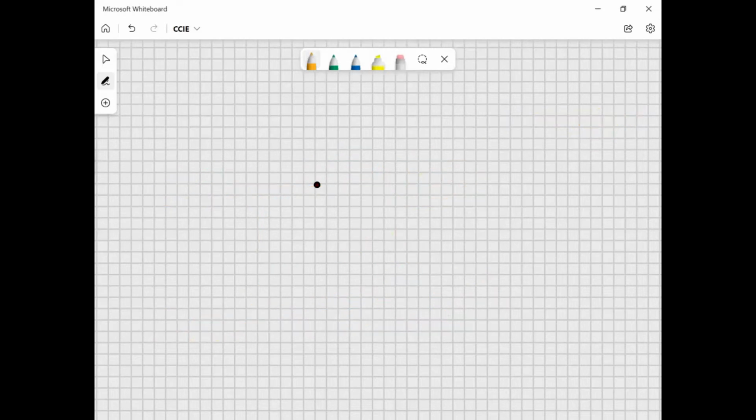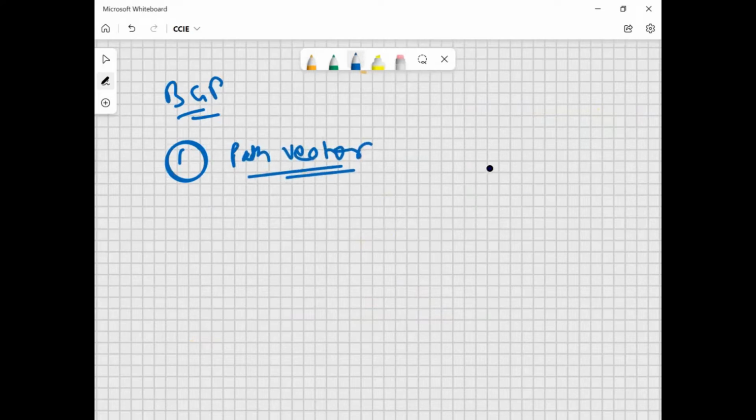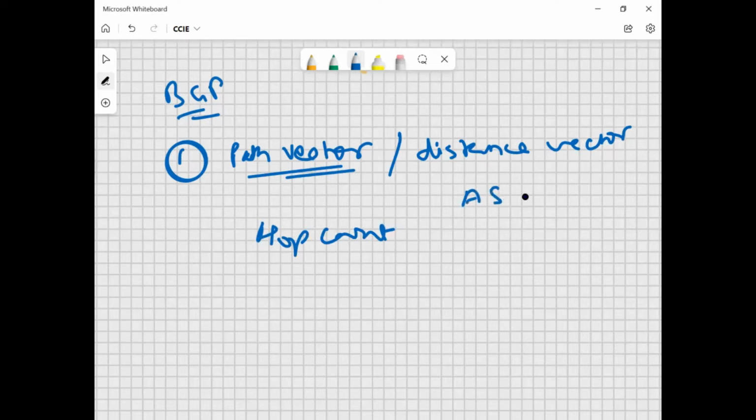Why BGP? I am currently covering the BGP introduction. In BGP, one thing more: this is known as path vector. Why? Or we can say it is a bit like distance vector. Like in distance vector there is something known as hop count, here it is checking with your AS count, whichever is the shortest AS path.